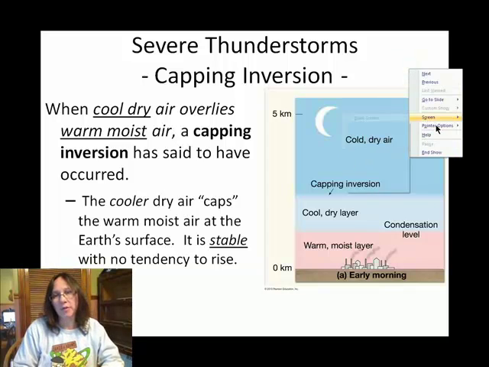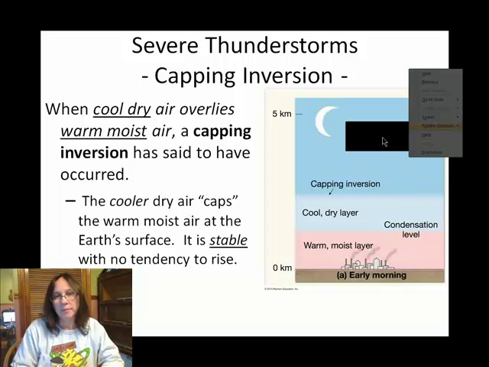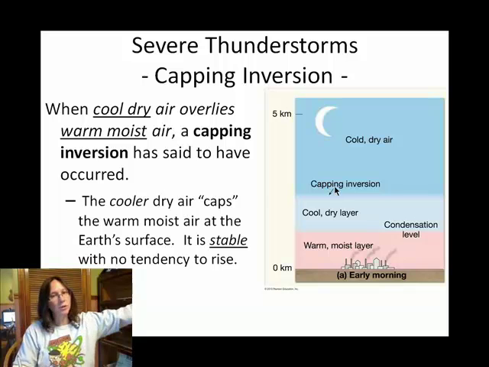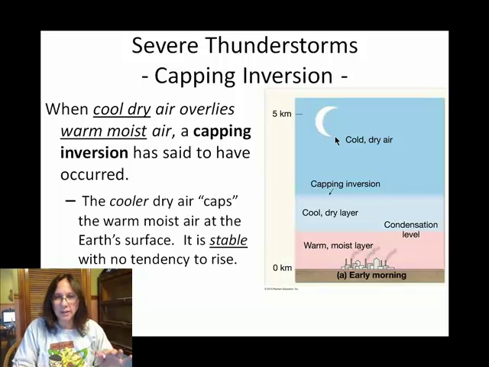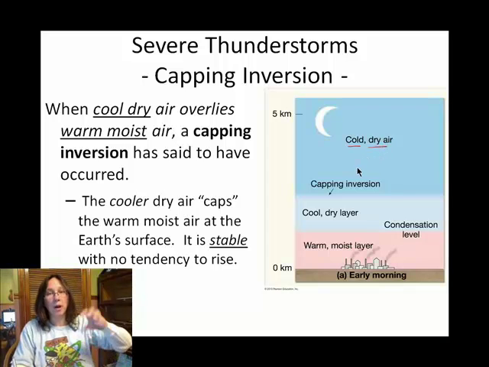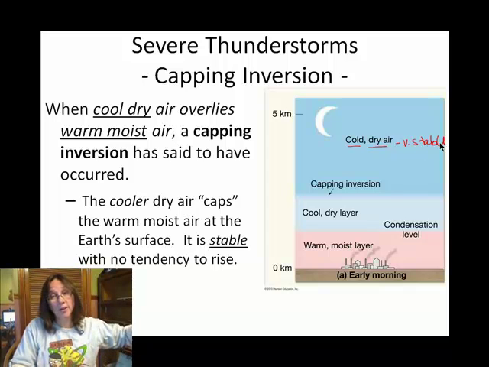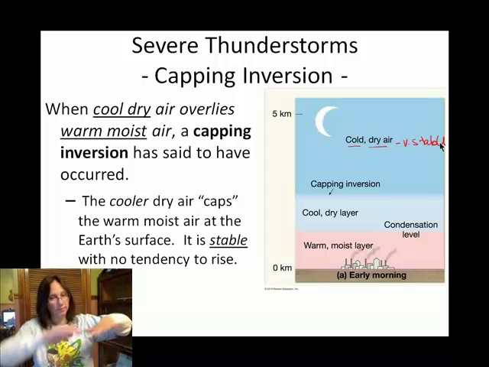Like this slide says, you end up with a nice whole layer of relatively cold and dry air. And one of the things we know about cold air is it doesn't want to rise, and dry air doesn't want to rise. So this is a very stable layer of air.